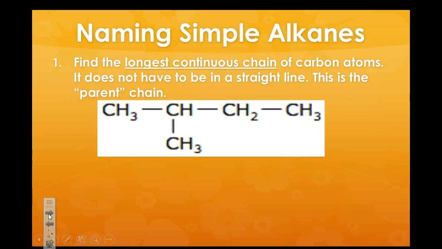This is the original structure. You have to consider all directions. What I mean by that is you can go forward, 1, 2, 3, 4. You can go backwards, 1, 2, 3, 4. You do not have to stay in a straight line. I can go 1, 2, 3, 4, or 1, 2, 3, 4. But my longest continuous branch, the parent, is 4 carbons long. That's where I suggest that you start off.